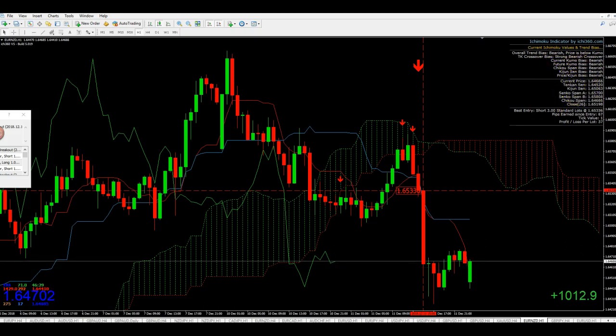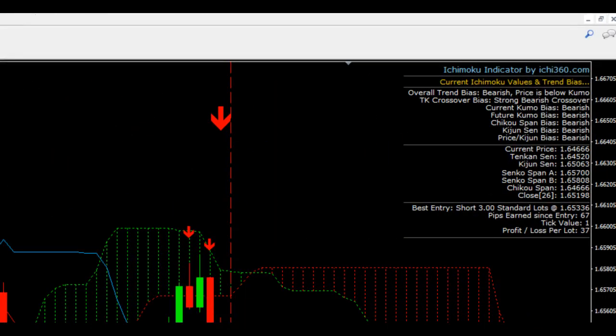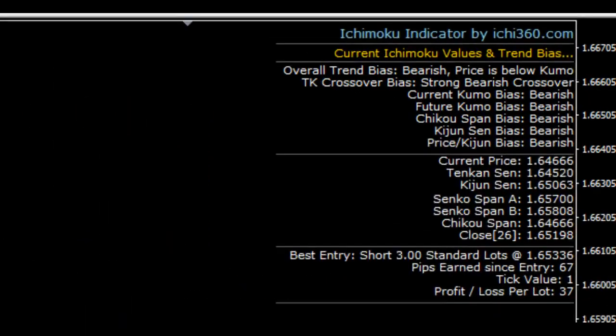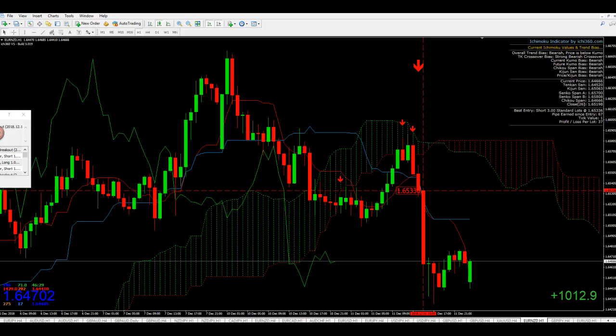Let me just try and zoom in now and let you see exactly what I'm talking about. So you can see here, it gives you the information as to what's happening on this particular trade. It basically guides you. It's a powerful, powerful indicator. Anyway, so that's the indicator I'm giving away for free. And let's put this off. So that's the indicator I'm giving away for free.